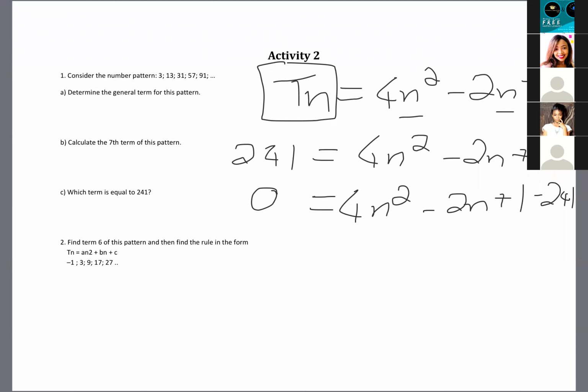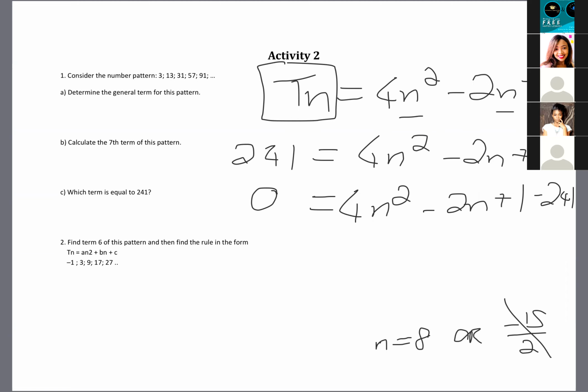I got my n as 8 and also as negative 15 over 2. Obviously we know that n cannot be a fraction, so n is not equal to negative 15 over 2. Okay, that's perfect. So what did you do here?